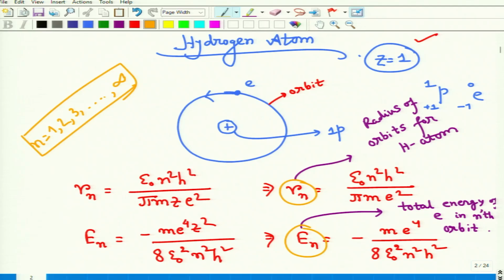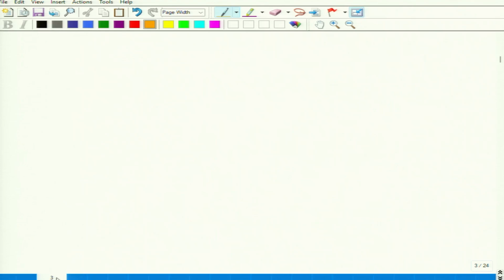Welcome back. So, in the last part we have started the hydrogen atom. We have written down the expression for Rn and En, the energy and the radius. So, from there we will carry forward.